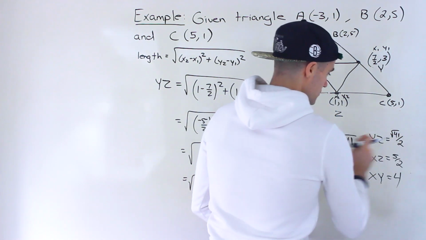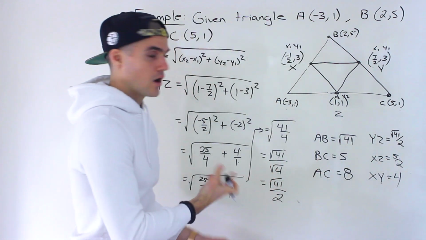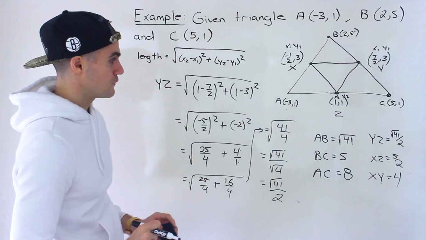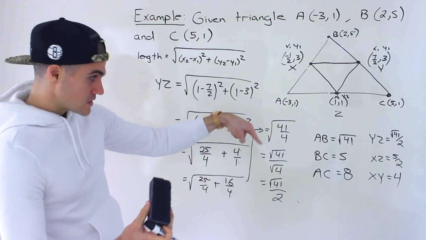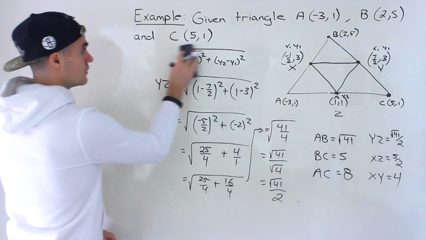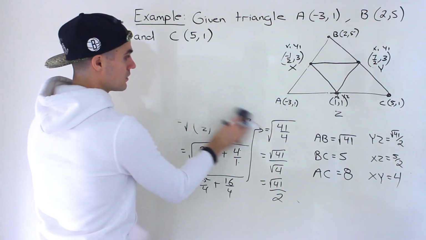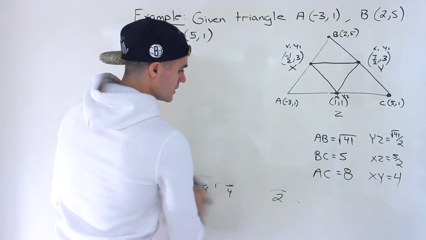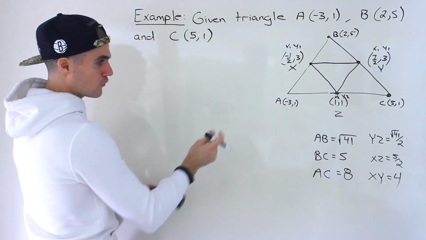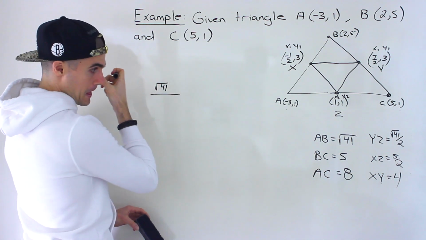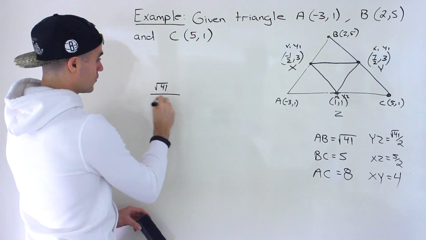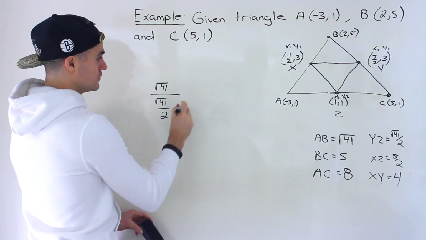But again, you can also just get the decimals of those if you want, and then show that they are half as well. Okay, so we found all the lengths, and notice that now we can compare the ratios. Right, so if you want to show it like in a proper format, you could say root 41 over root 41 over 2.